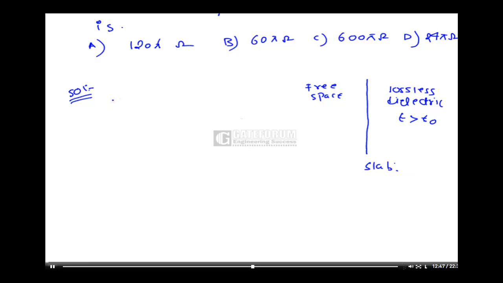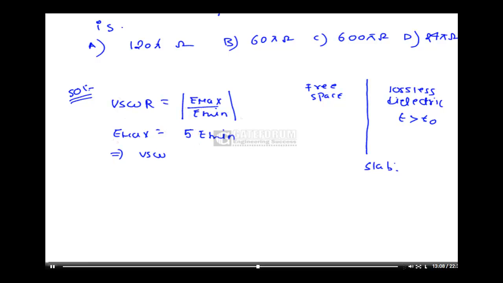We know that VSWR, or standing wave ratio, is the ratio of E maximum to E minimum. Here it is given that E maximum is 5 times E minimum, which implies VSWR is equal to 5. How can I relate this?